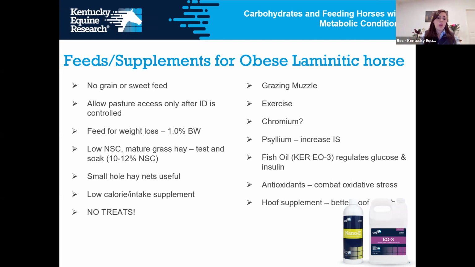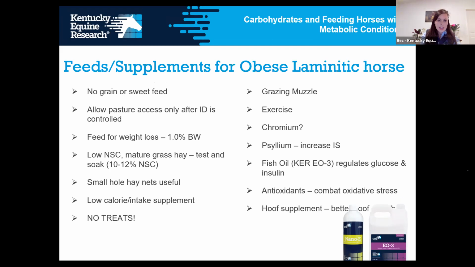intake, and in all likelihood, your hay or forage source, even with it being soaked, is still going to be contributing more than that. You may be able to allow pasture access, but using things like a grazing muzzle is certainly a good thing.